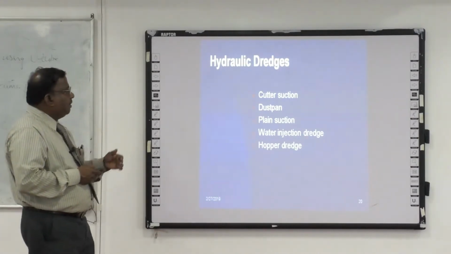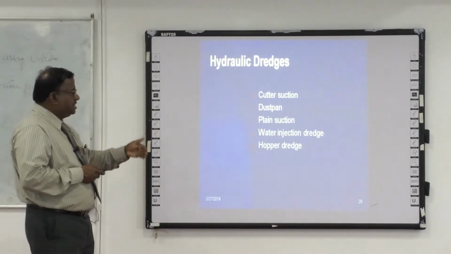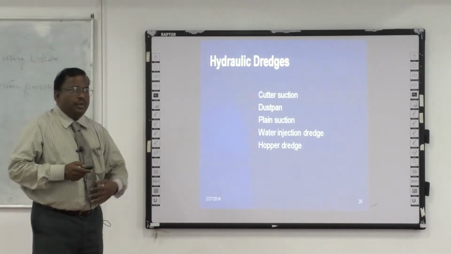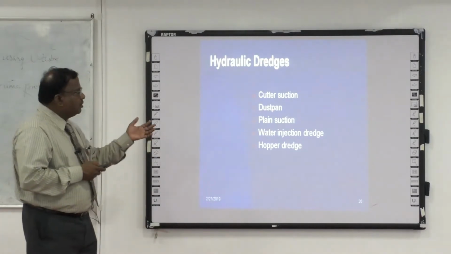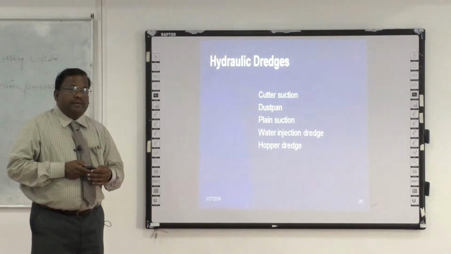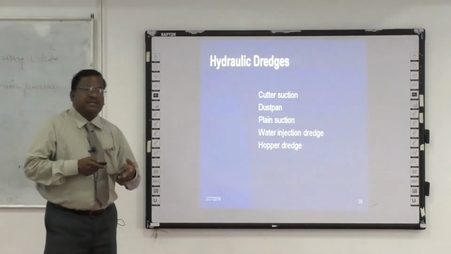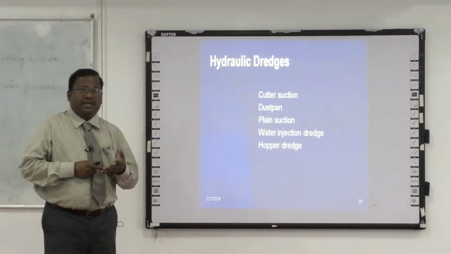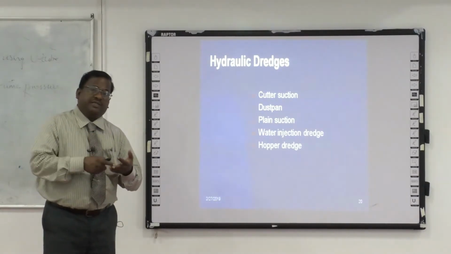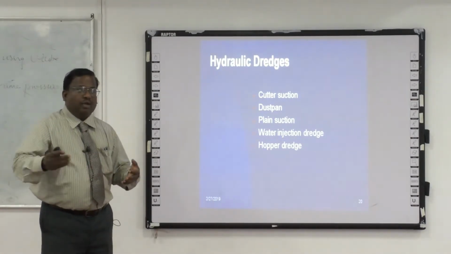I repeat once again: cutter suction dredgers, dust pan, plain suction, water injection dredger, hopper dredgers. Here it is a very important point to note why we have so many types of dredgers. Dredgers are used for a specific purpose. It depends upon the volume of dredging, the type of the sediment, the condition of the seabed or the riverbed, whatever it may be, and the water flow.